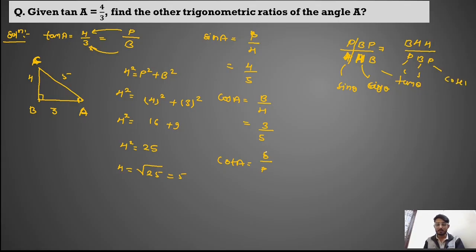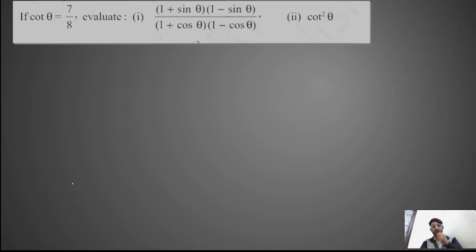Base upon perpendicular. Base is given as 3 and perpendicular is given as 4. Now you can find the value of sec and cosec by the formula. And you can also find this question by the identity method. So I am giving you the homework of this question to find by identity method. Okay, now let's move on to another question.